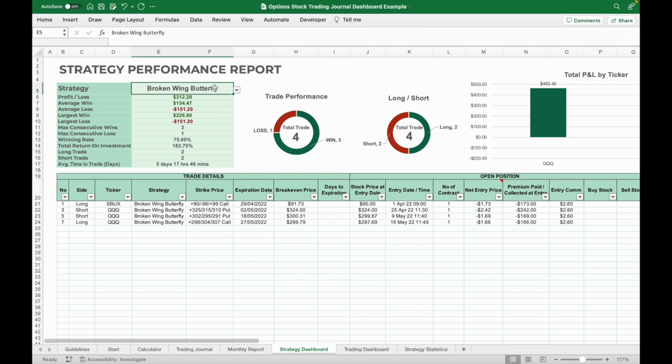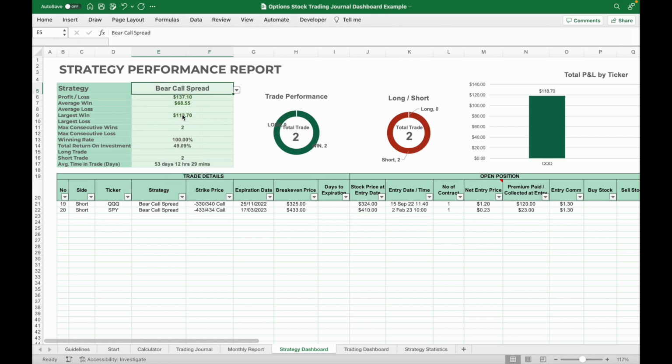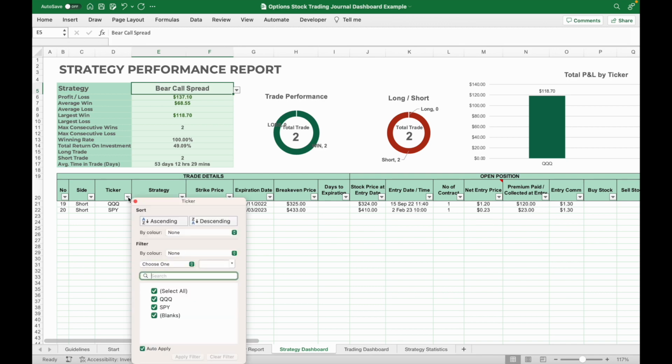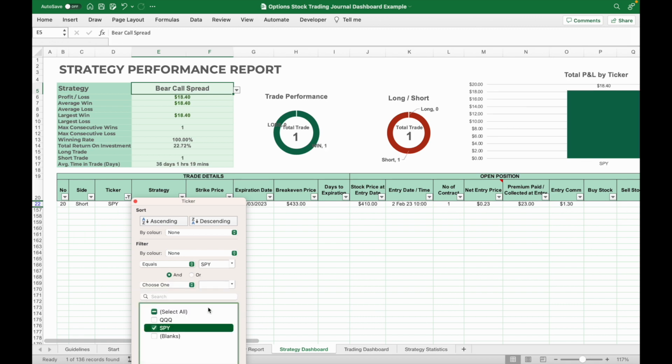From the drop-down list above, just select the strategy name and it will automatically list out all the trades you trade using that strategy. It will show the summary and statistics such as profit and loss, win rate, and average return per trade. You can filter by ticker to find the win rate for a particular stock when using the strategy by clicking on the funnel sign here. Select the name of the ticker and the statistic will be shown accordingly.